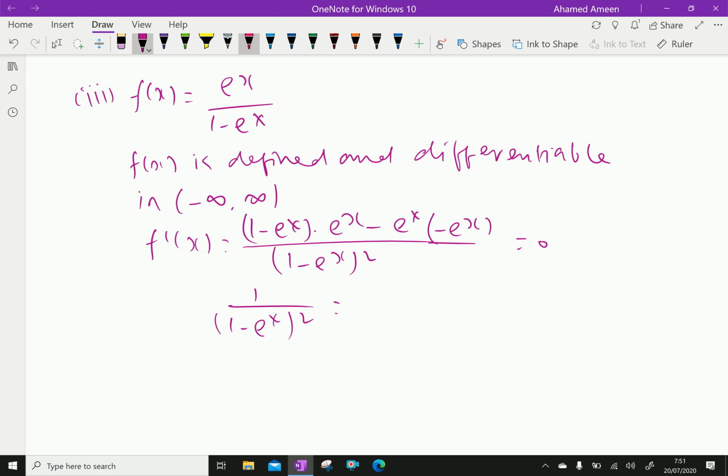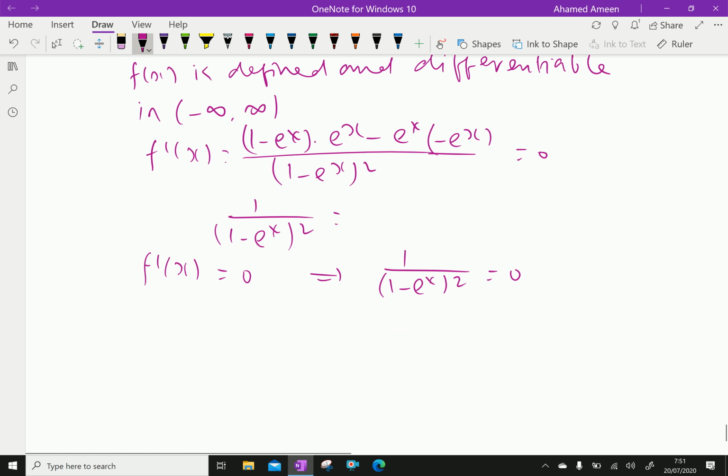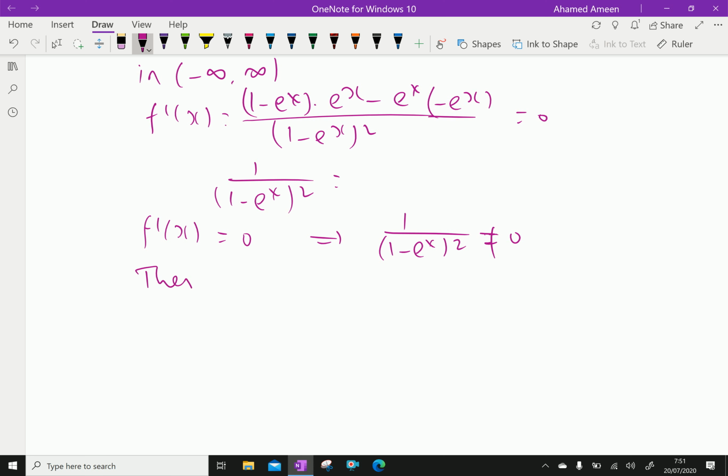Now if f dash of x equals 0, which gives 1 over 1 minus e power x whole square equal to 0, it is not possible. So we have 1 over 1 minus e power x whole square is not equal to 0. Therefore we can conclude there is no stationary point.